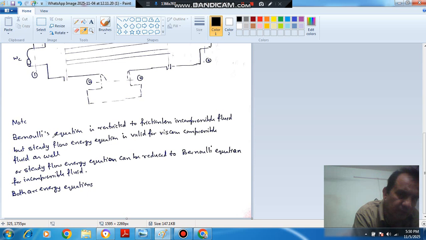Bernoulli equation is valid for incompressible, inviscid flow, whereas the steady flow energy equation is valid for viscous and compressible flow as well, and also for incompressible and inviscid flow. It is valid for both incompressible as well as compressible, and viscous and inviscid flow, because Bernoulli's equation is derived from the steady flow energy equation. So this is valid for all, and Bernoulli's equation is restricted to incompressible fluid.